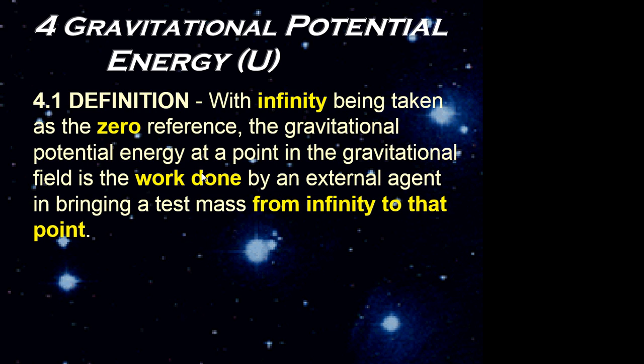So the definition is this. Let's ignore the first part first, but we look at this. The gravitational potential energy at a point in the gravitational field is the work done by an external force in bringing a test mass from infinity to that point. Let's look at the second half first. What does this mean?